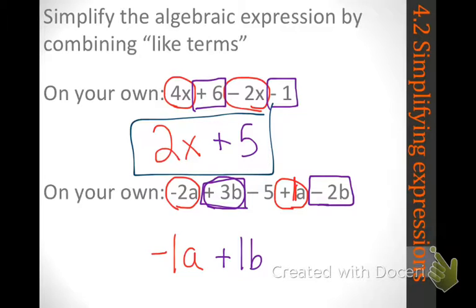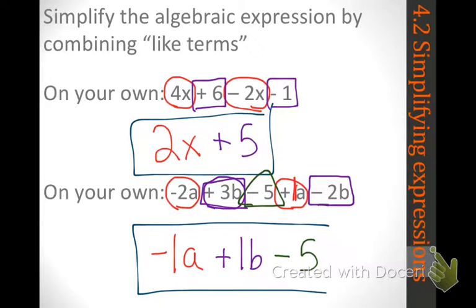And I have one constant here, negative 5. There's nothing else to combine it with, I just bring it down. So my answer is negative a plus b minus 5. Good job.